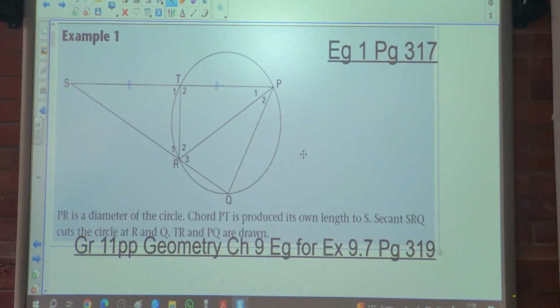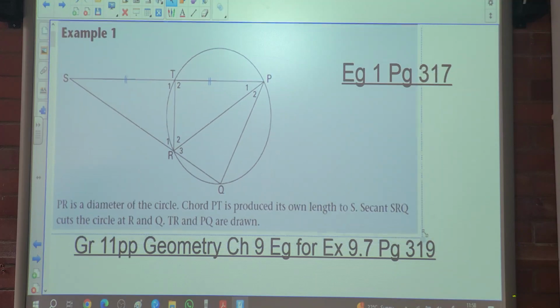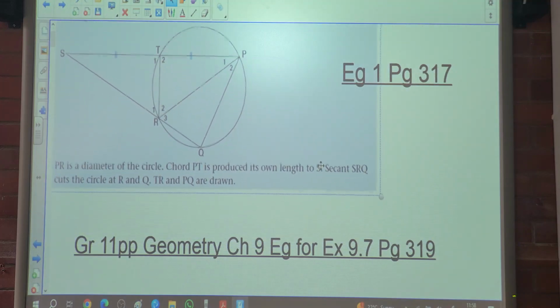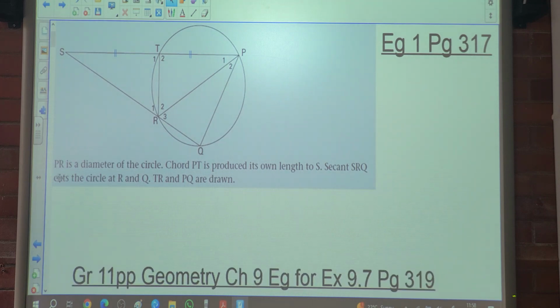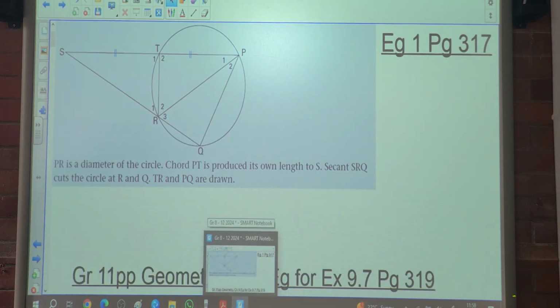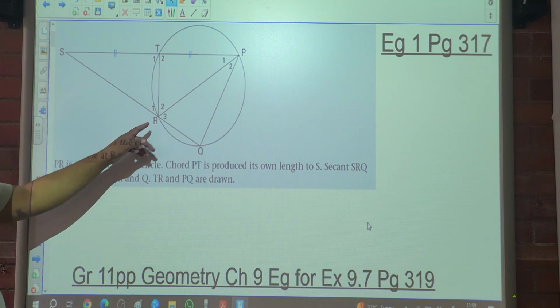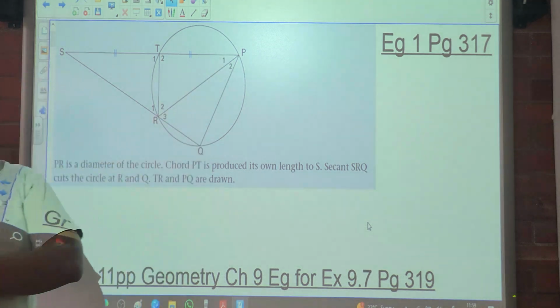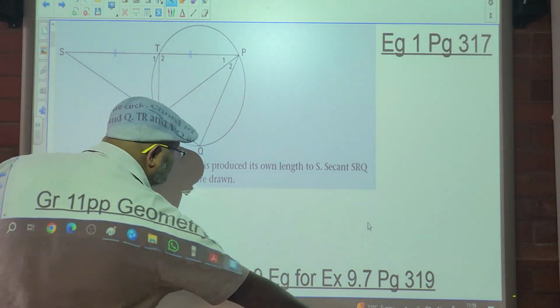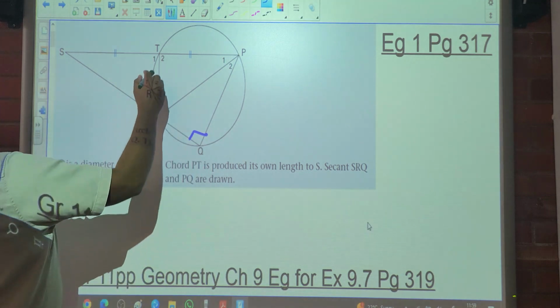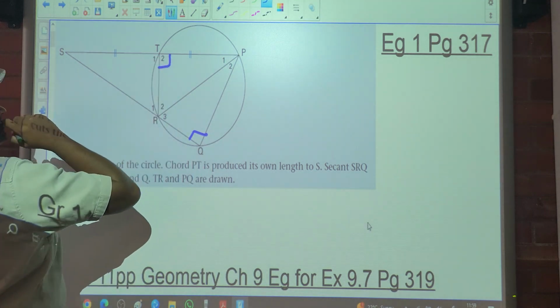Okay, so the heading is non-numerical example. Example 1. We are told RP is the diameter of the circle. So if RP is the diameter of the circle, what can we determine at this point? What can be concluded? Q is 90. What else do we know? T2 is 90. Okay?